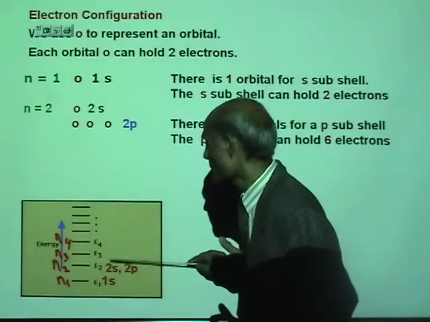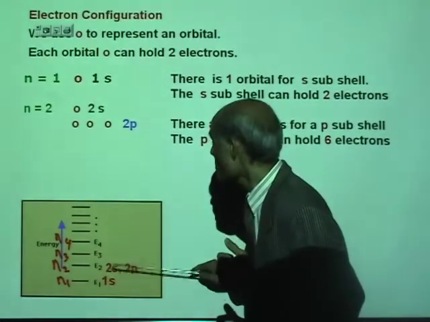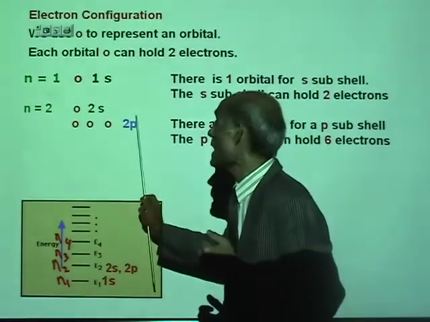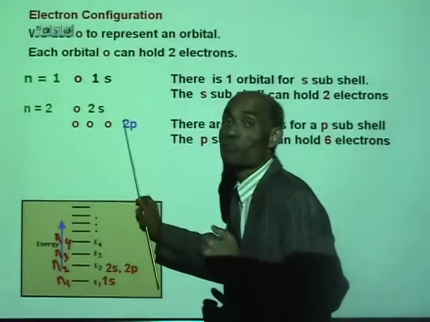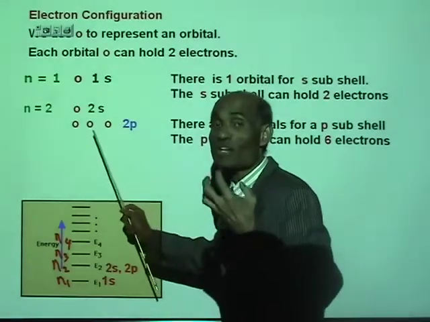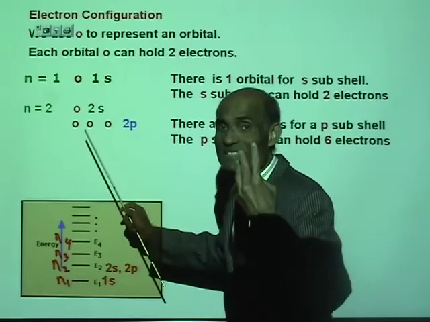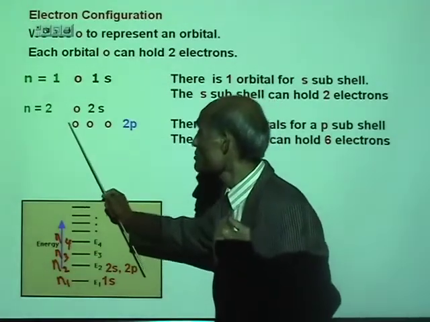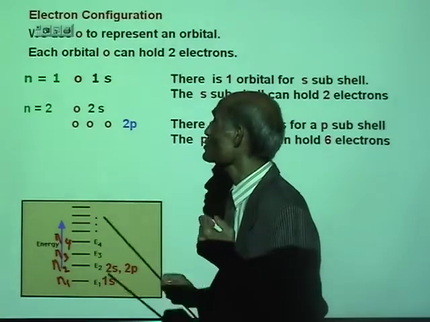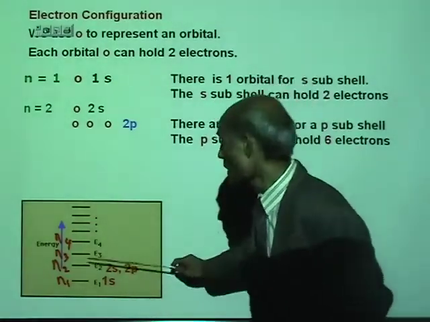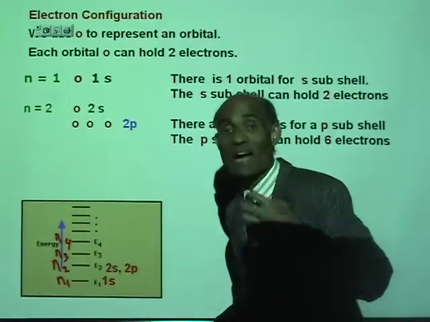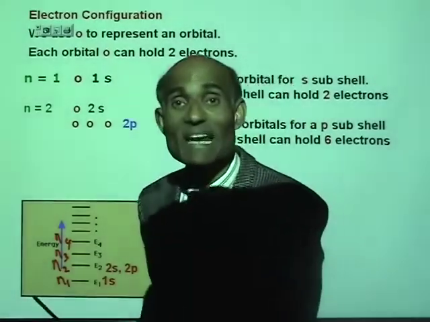N equal to 2. Now, the S orbital can contain 2 electrons. And the P shell can have 3 orbitals. And each orbital has 2 electrons, giving a total of 6 electrons in the P shell and 2 electrons in the S shell. So the energy level n equal to 2 can have a total of 8 electrons.